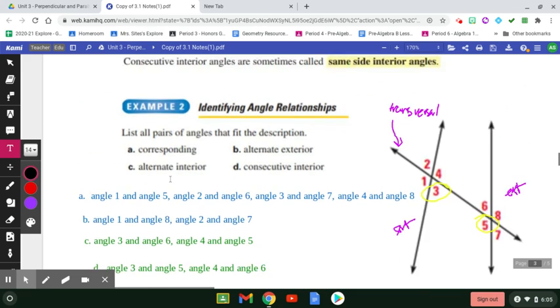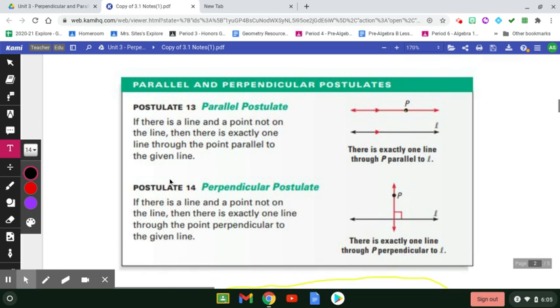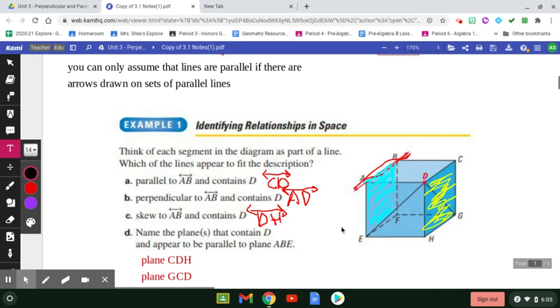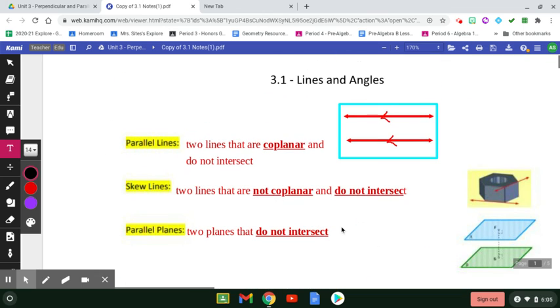The other thing that we learned in this lesson, besides those angle relationships, is the parallel postulate and the perpendicular postulate, which, remember, it says if you have a line and a point that's not on there, you have one line that's parallel to it and one line that's perpendicular to it. And then we just had some definitions of review with just what were parallel lines, skew lines, and parallel planes.